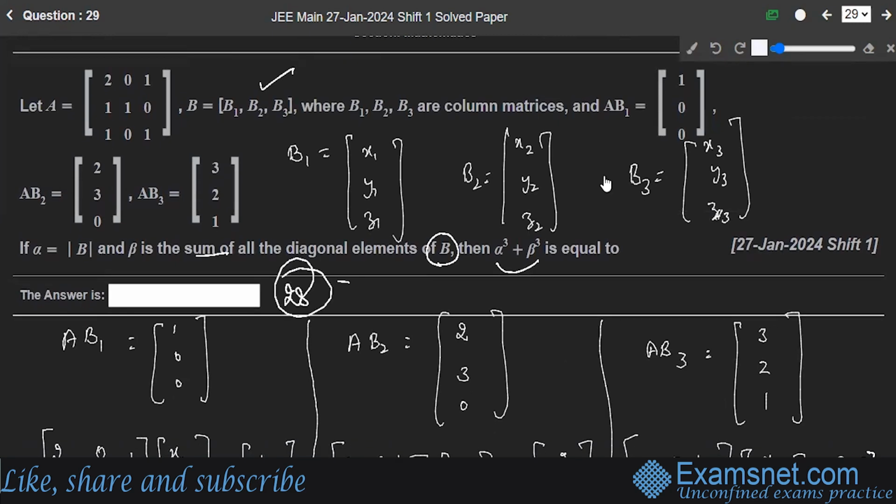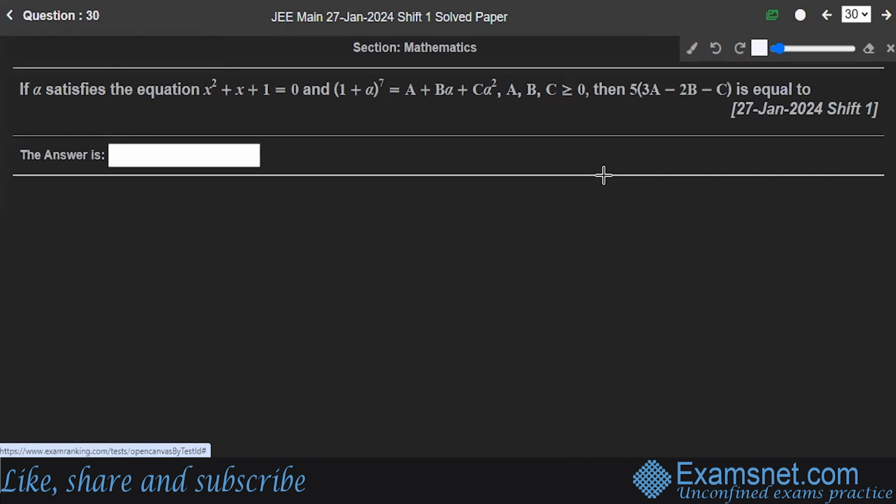Hope you're clear with this. Next is question number 30. This is the last question of this paper. If alpha satisfies this equation and 1 plus alpha raised to power 7 is equal to this, A, B, C, they are greater than 0, and you have to find out the value of this expression.